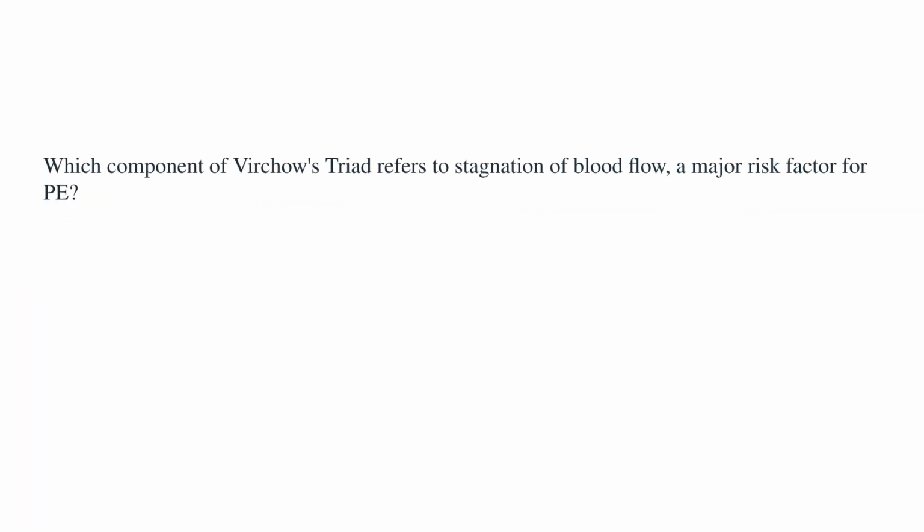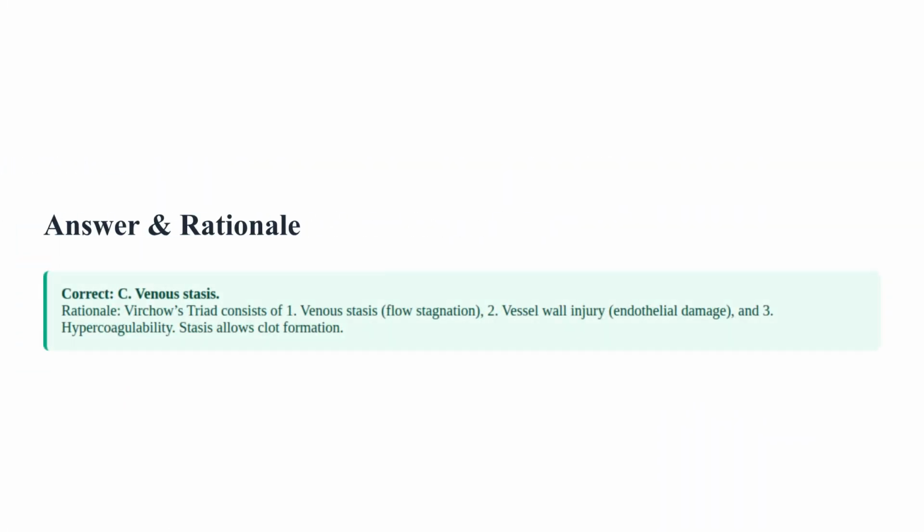Let's start with a question. Which component of Virchow's triad refers to stagnation of blood flow, a major risk factor for PE? Is it hypercoagulability, vessel wall injury, venous stasis, or fibrinolysis? The correct answer is C, venous stasis. Virchow's triad includes venous stasis, which is flow stagnation, vessel wall injury, and hypercoagulability. Stasis is key for clot formation.